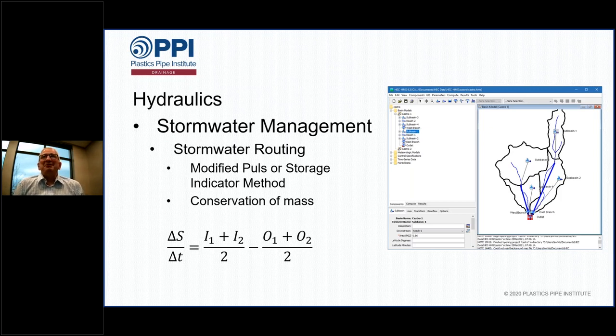So what are we doing? We're doing stormwater routing, and that's what we do. It's called the modified Puls or the storage indicator method, depending on who you ask. And it's an implementation of the conservation of mass. The equation looks like below, where our delta S, our change in storage over our change in time, is equal to our inflow at time 1 plus our inflow at time 2, the average of those, minus the outflow at time 1 plus the outflow at time 2, average.